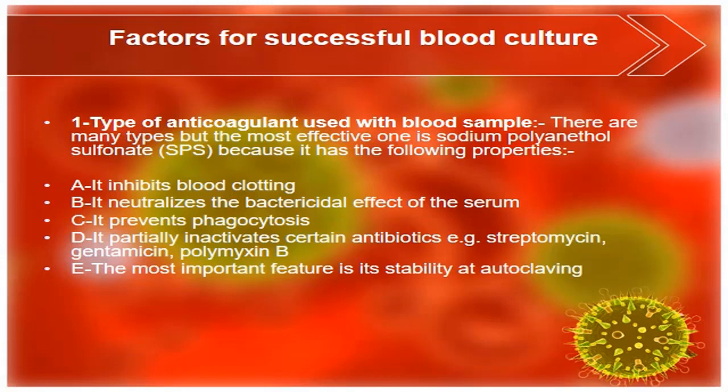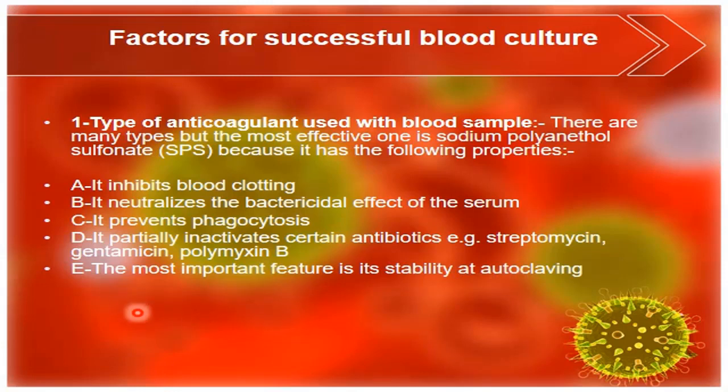There are many types, but the most effective one is sodium polyanethol sulfonate, SPS, because this substance has the following characteristics. First, it inhibits blood clotting. It neutralizes the bactericidal effect of the serum. It prevents phagocytosis. It partially inactivates certain antibiotics like streptomycin, gentamicin, and polymyxin B. And the last one, the most important feature, is its stability at autoclaving.